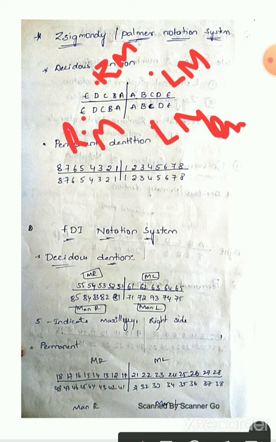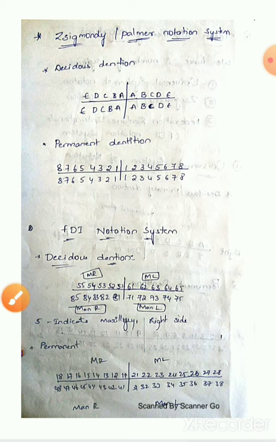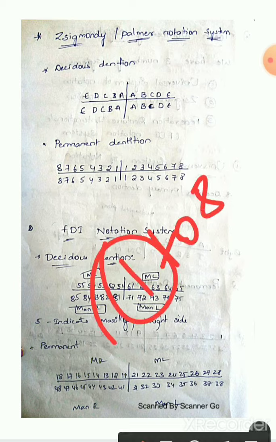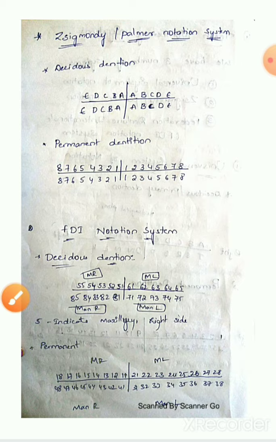Here also the same, so for primary dentition we call it from A to E. For permanent dentition, each tooth is represented by a number, and here it is called 1 to 8. 1 represents the maxillary incisor and 8 represents the third molar. So this is the Zsigmondy and Palmer notation, commonly used but difficult to communicate.